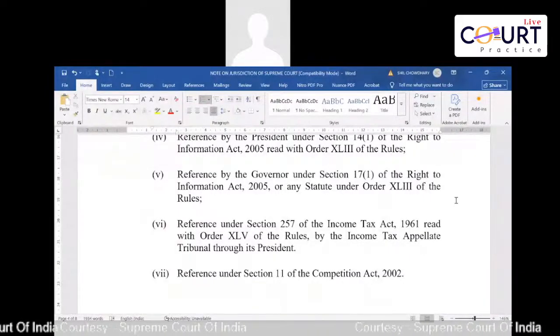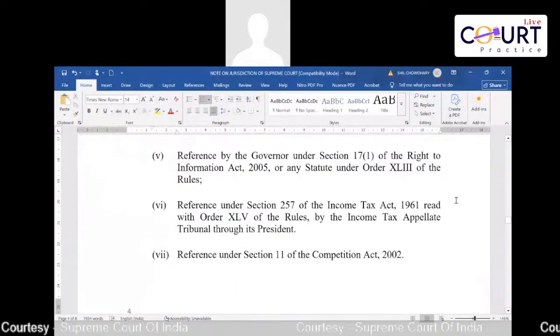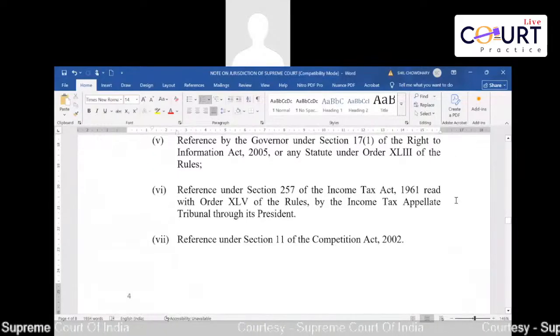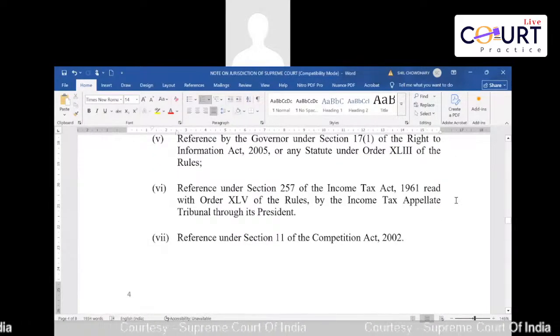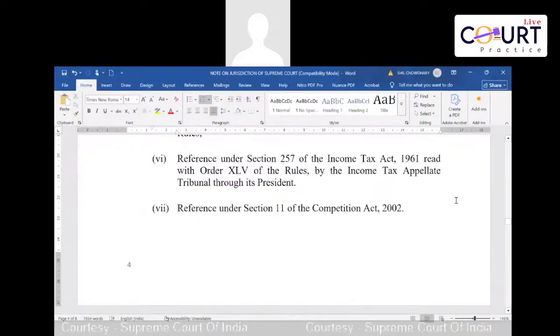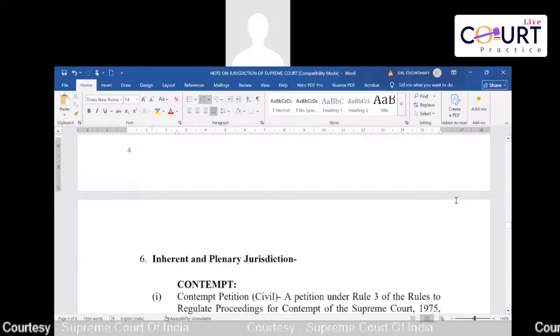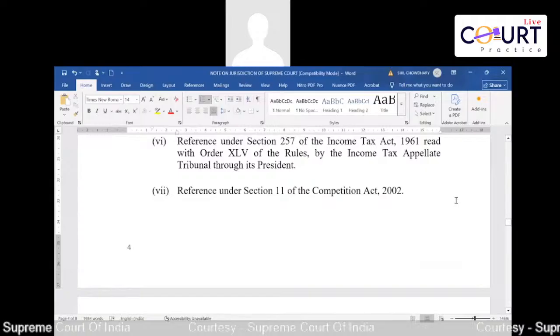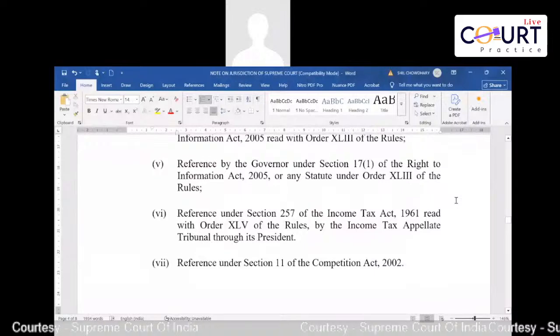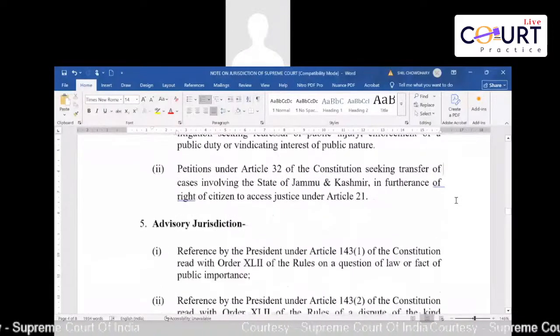References can also be made under Section 257 of the Income Tax Act, read with Order 45 of the rules, by the Income Tax Appellate Tribunal, and also under the Competition Act. So there are various provisions under which a reference can be made to the Supreme Court, and the Supreme Court will then exercise its advisory jurisdiction.